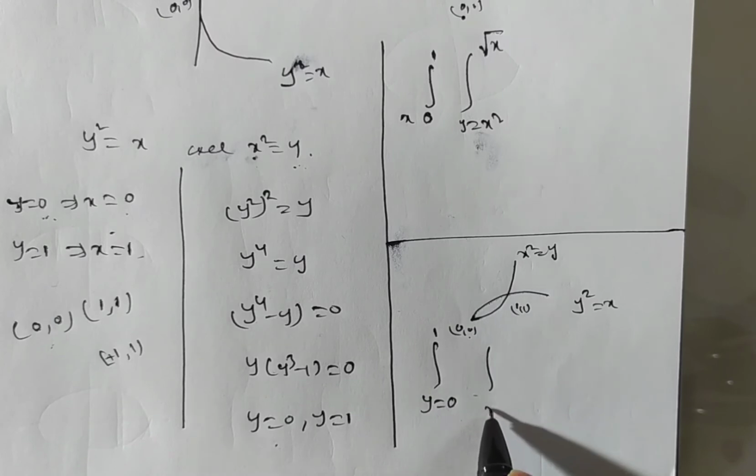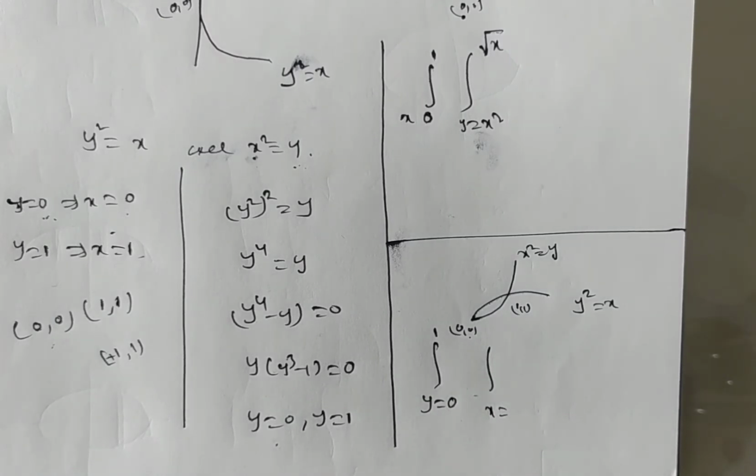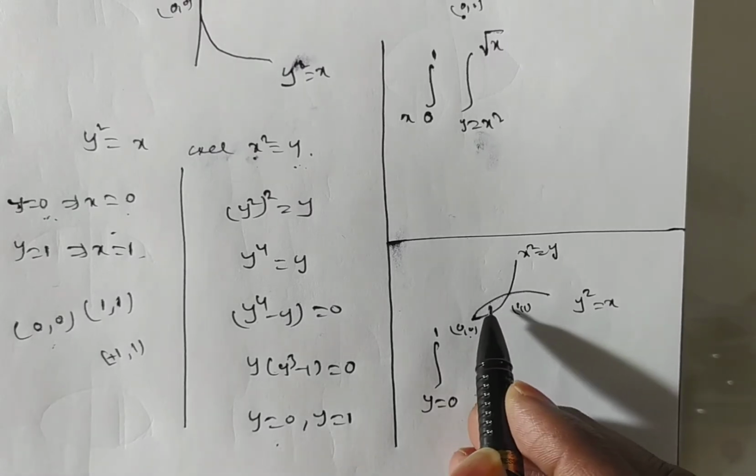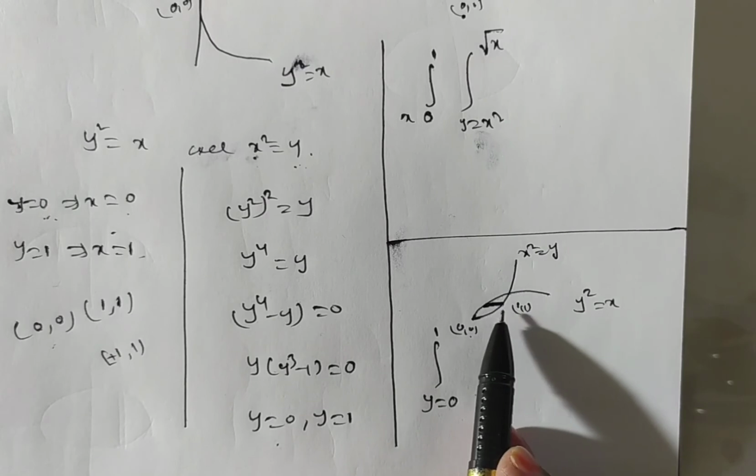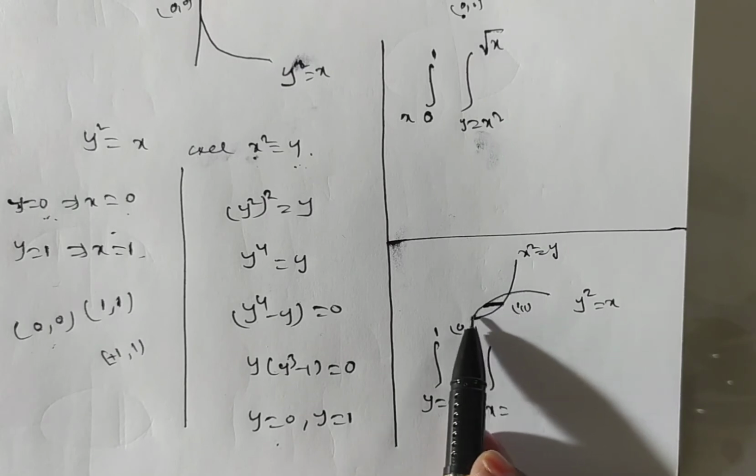Next I want the x limits. So I have to take the x limits. For the x limits, draw the strip which is parallel to the x axis. So on this strip, you observe the left side. What about the left side curve for this strip? y square is equal to x.